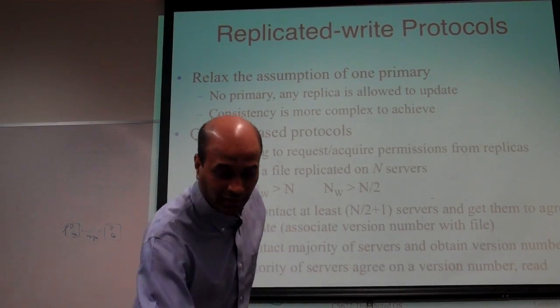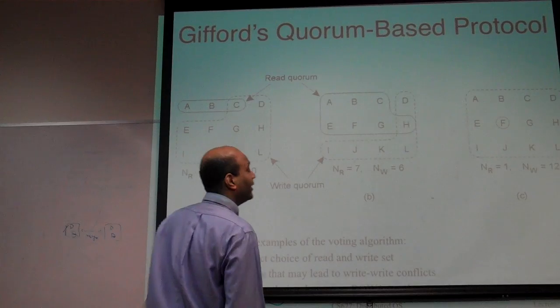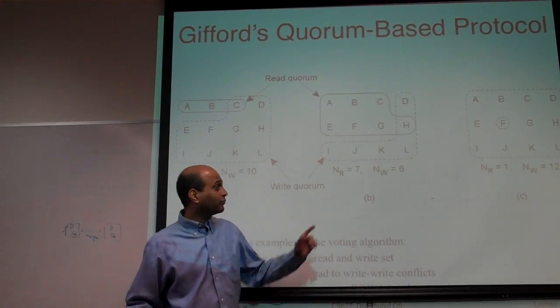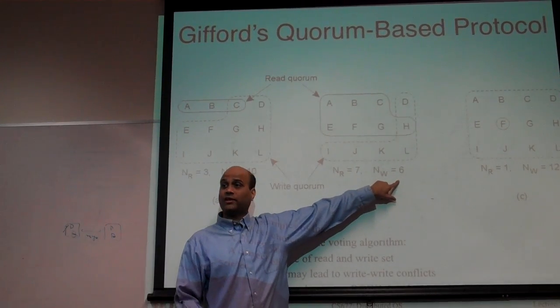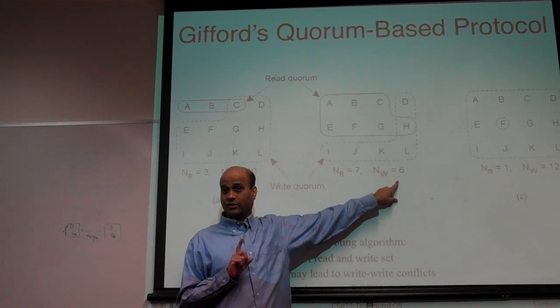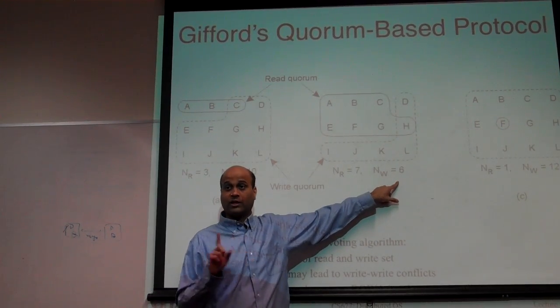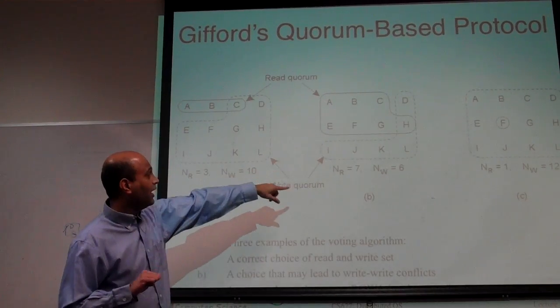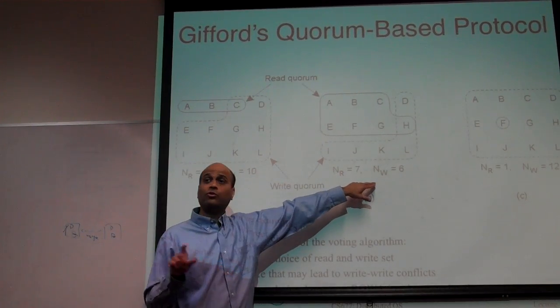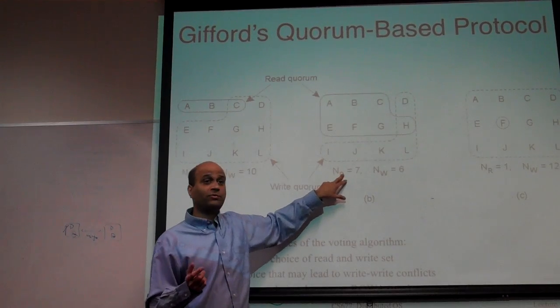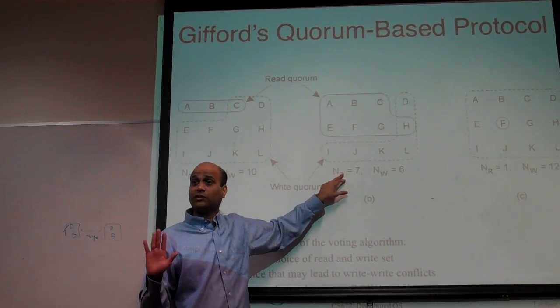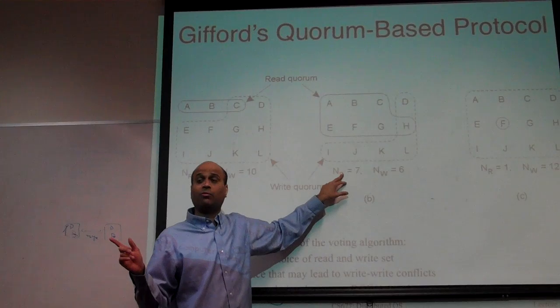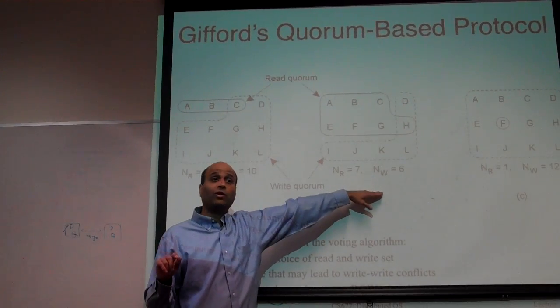Yes, so here's an example to show you why NW needs to be strictly greater than half. So we have chosen NW to be 6 out of 12. That's not strictly greater than half. That's exactly half. Strictly greater means it has to be at least 7. So now you can see what happened. We have still picked NR plus NW greater than 12, so NR has been set to 7. The first equation is still satisfied. NR plus NW is greater than 12, but the second one is not.